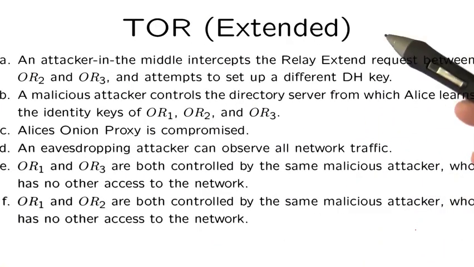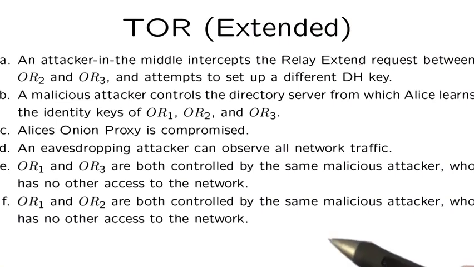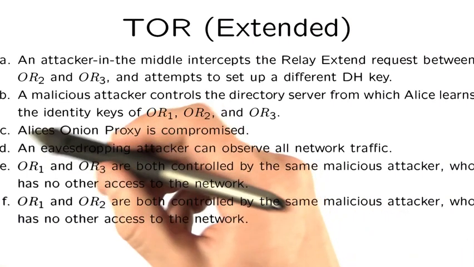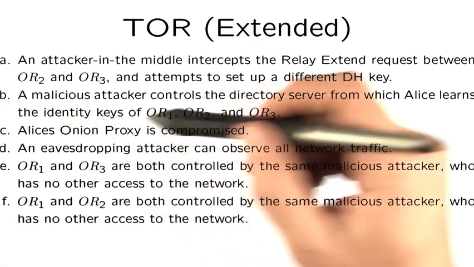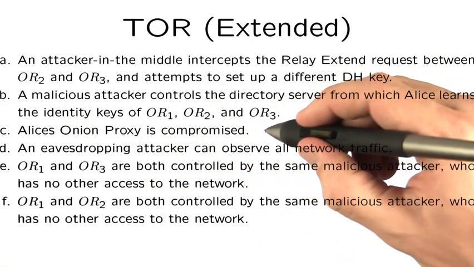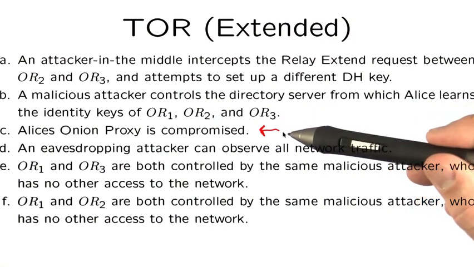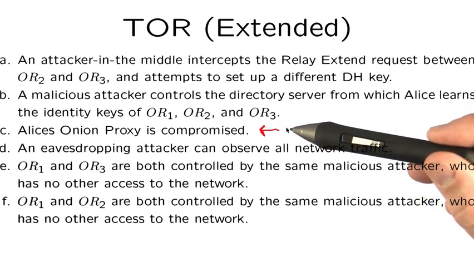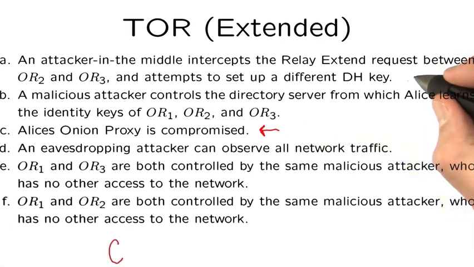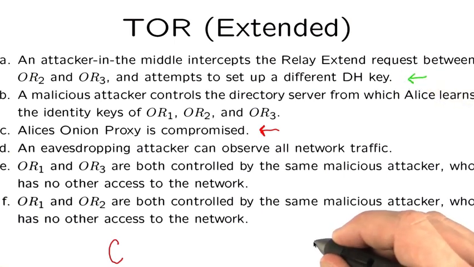So as stated in the problem, some of these are subjective, but here's my answer. I believe that the most severe threat is if Alice's onion proxy is compromised. If an attacker has access to Alice's onion proxy, an attacker can learn all of Alice's traffic. The least severe threat is option A. If an attacker in the middle intercepts the relay extend request between Onion Router 2 and Onion Router 3 and attempts to set up a different Diffie-Hellman key, the hash check will detect this problem. And so I think this is the least threatening.